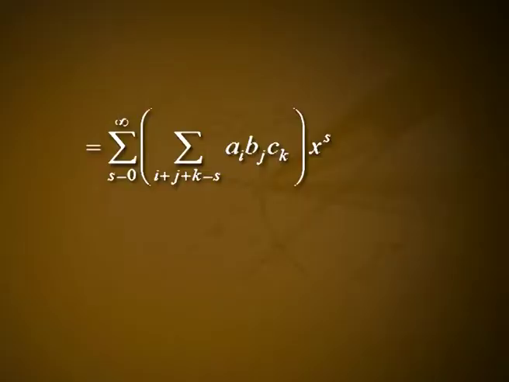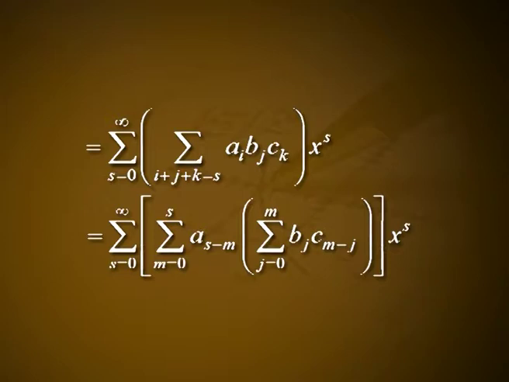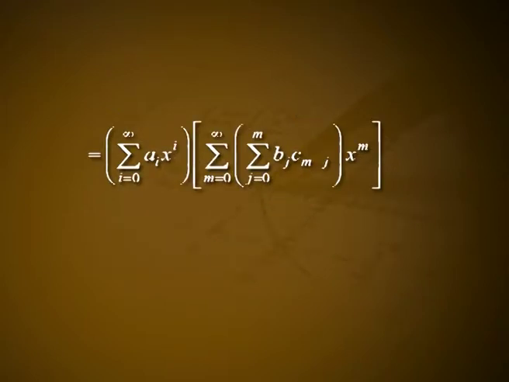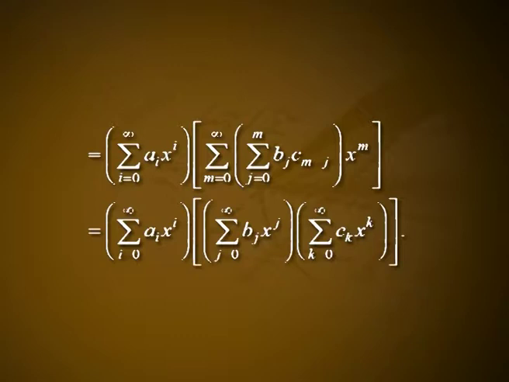into x^s, by the definition of polynomial addition, which is equal to sigma s equal to 0 to infinity into sigma i plus j plus k equal to s a_i b_j c_k into x^s, which is equal to sigma s equal to 0 to infinity sigma m equal to 0 to s a_(s minus m) into sigma j equal to 0 to m b_j c_(m minus j) whole into x^s, which is equal to sigma i equal to 0 to infinity a_i x^i into sigma m equal to 0 to infinity sigma j equal to 0 to m b_j c_(m minus j) into x^m, which is equal to sigma i equal to 0 to infinity a_i x^i into sigma j equal to 0 to infinity b_j x^j into sigma k equal to 0 to infinity c_k x^k.